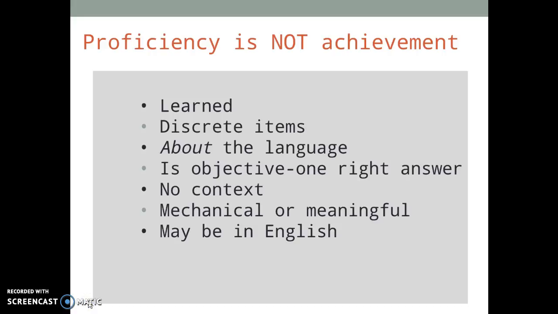Now, let's look at achievement tests. Achievement tests are concerned with finding out if the student can demonstrate knowledge of discrete items in the language. This could be vocabulary or a grammar point. Often, these tests are objective in nature with one right answer for each question. It is possible to ask mechanical questions with neither meaning nor communication necessary for student success. Sometimes the answers as regards culture may even be in English.